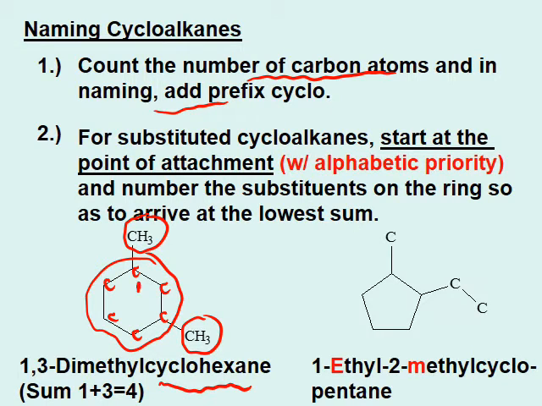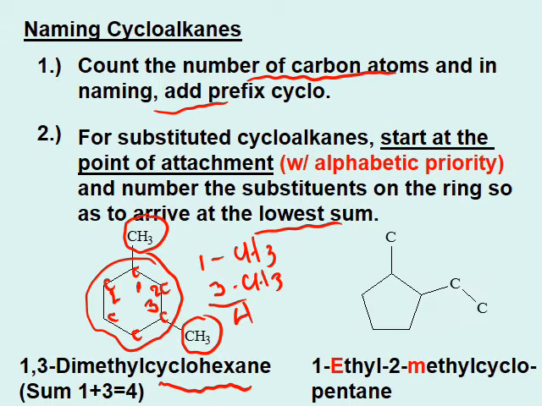So this is number 1. Now the question is, how do you number 2? Would it be on your left side or on your right side? The rule says that it should be on the right side so that we can get the lowest sum. So if 2 is on the right side, then this is going to be 3. So I have 2 substituent groups, one methyl group at location 1, and the other methyl group at location 3. So 3 plus 1 is 4.